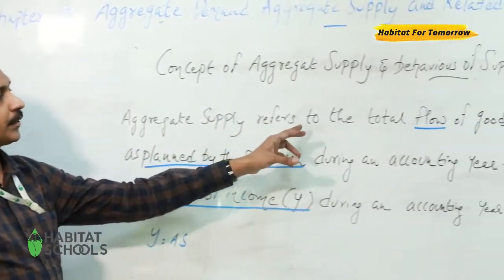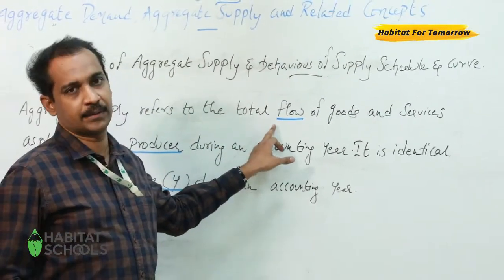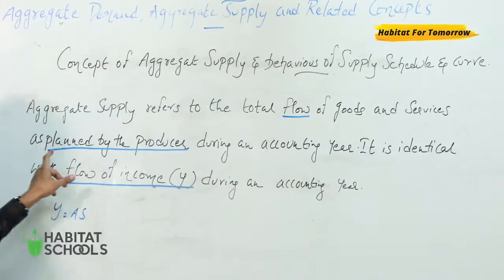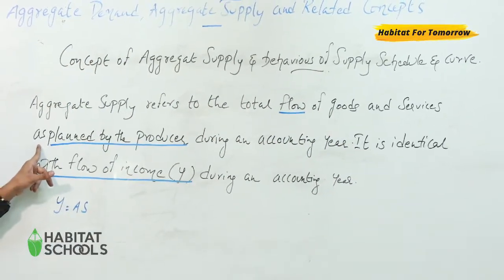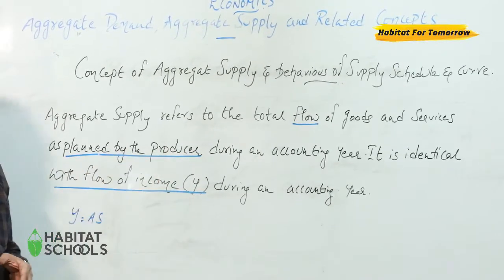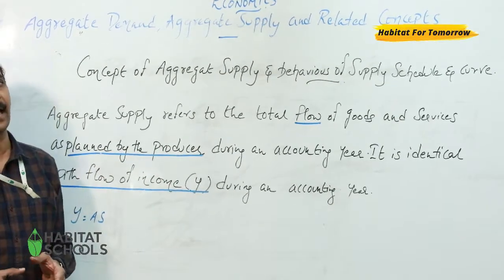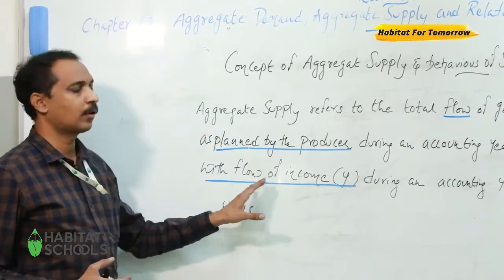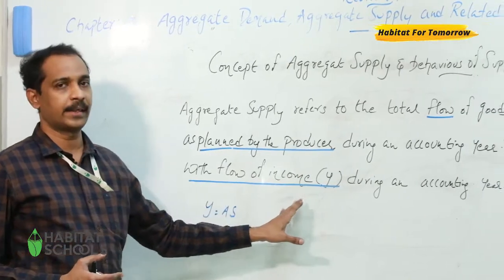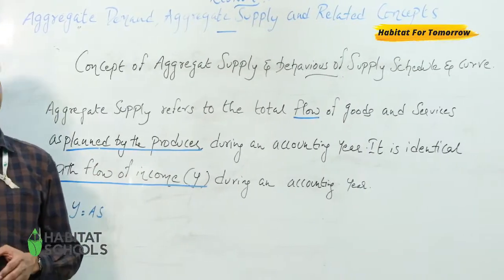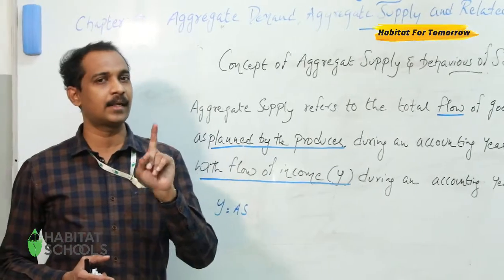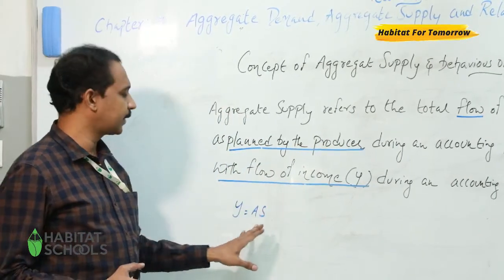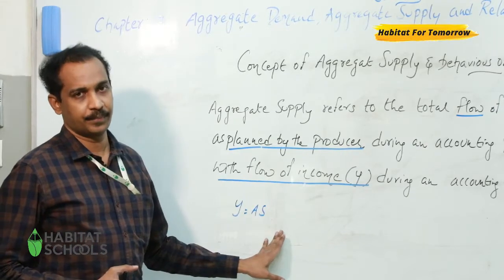Aggregate supply refers to the total flow of goods and services. Here you have to know: total flow of goods and services as planned by the producer during an accounting year. So we can say aggregate supply is also a flow concept. It is identical with the flow of income during an accounting year. So aggregate supply in an economic system is identical to the level of income or flow of income. That is Y equals AS.